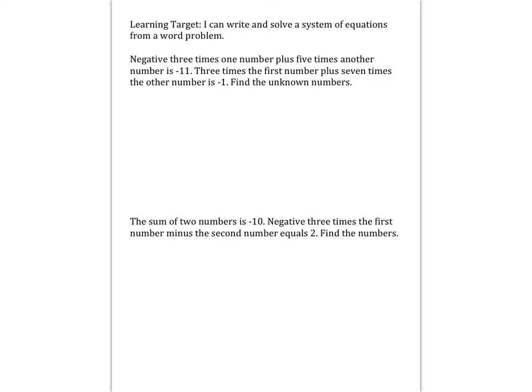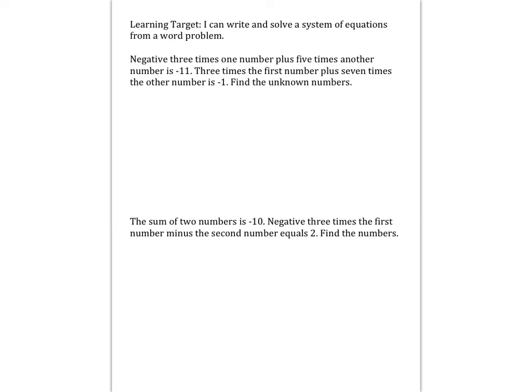Hello, and today's learning target is I can write and solve a system of equations from a word problem. So we will look at translating word problems into a system of equations and then solving that system of equations. And we've learned a couple different methods on how to solve, so we'll put to use the variety of different methods that we know. So let's take a look at the first example.